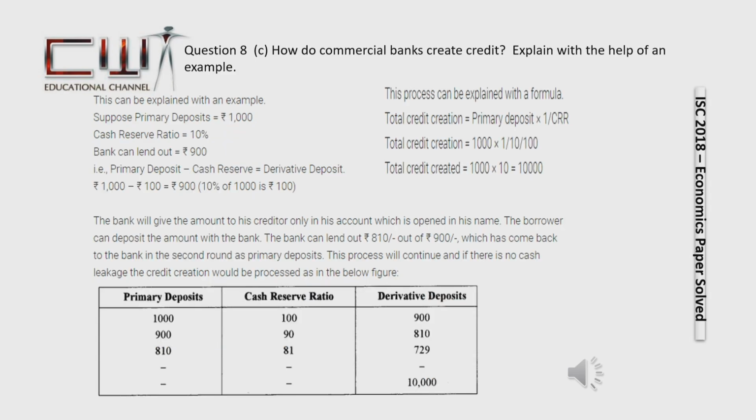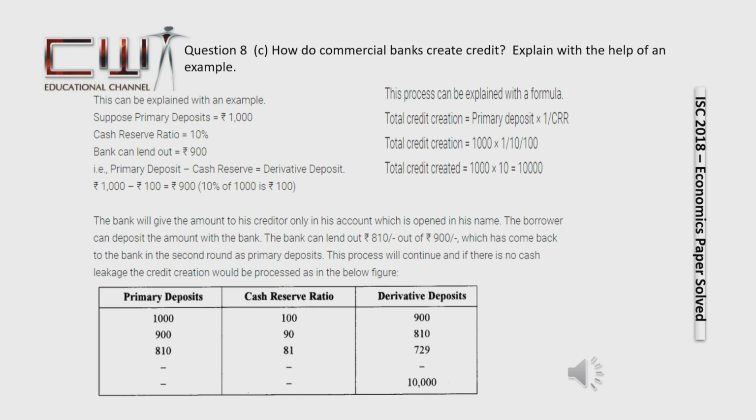Let us take an example. Suppose primary deposits are rupees 1000. The cash reserve ratio is 10%. Now the banks can lend out rupees 900 only. That is primary deposit minus the cash reserve of 10%. So 10% of 1000 is 100 rupees. So 1000 minus 100, which is 900, is available for lending.